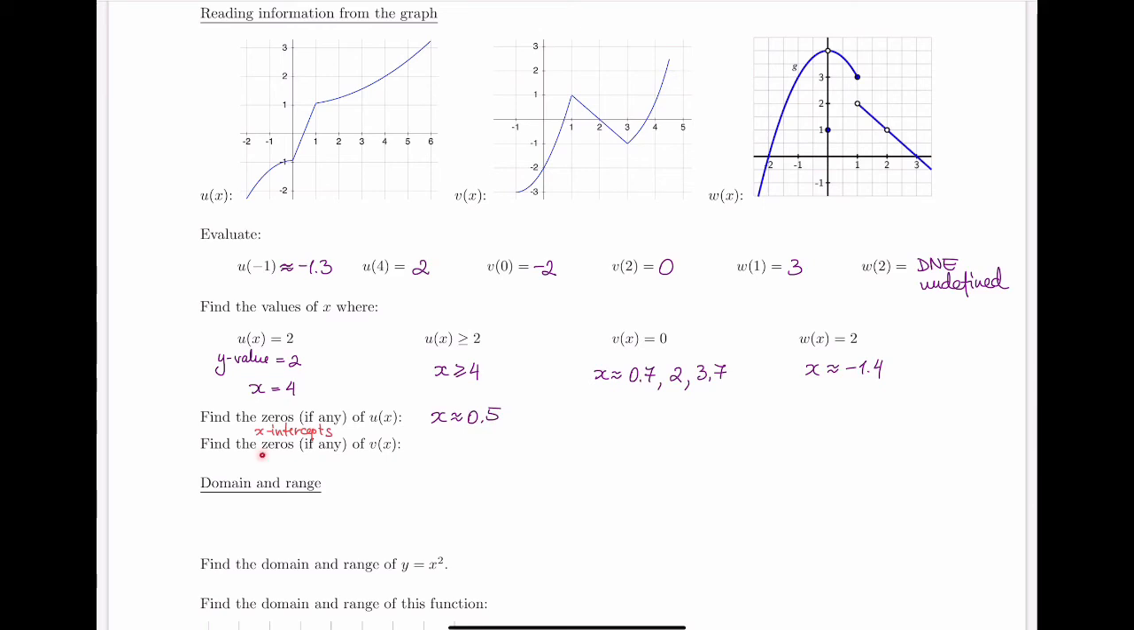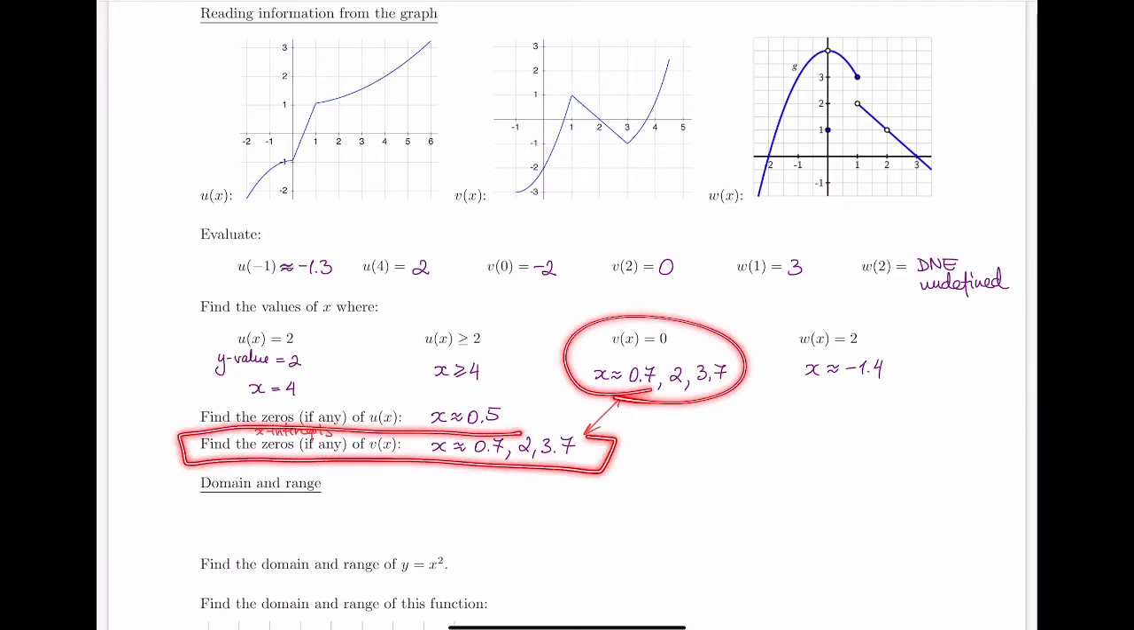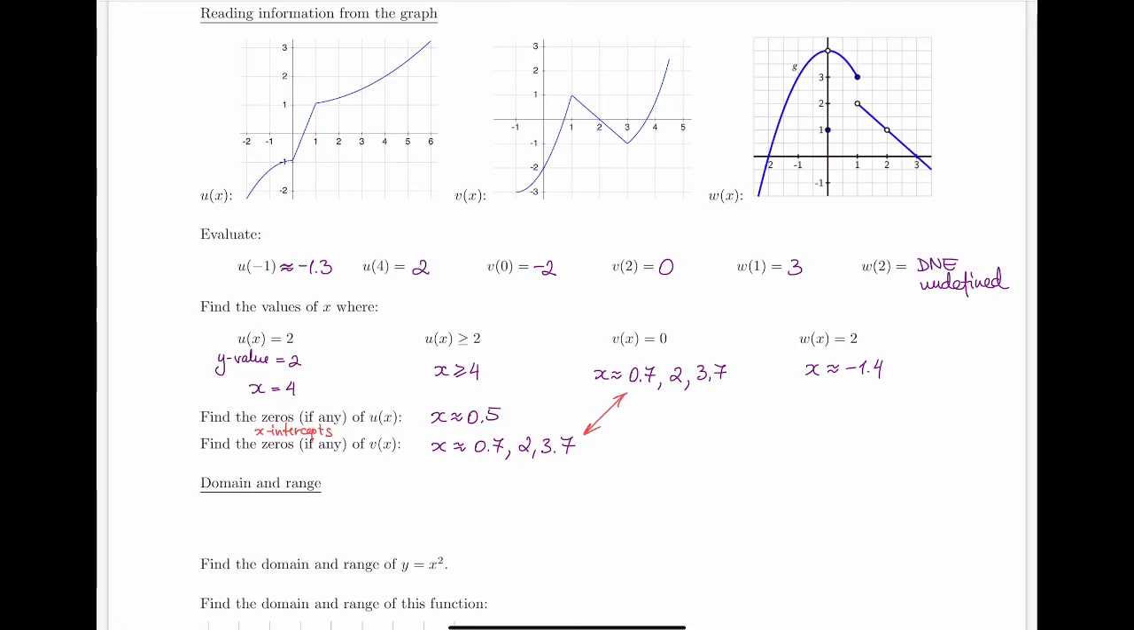And the second one is asking for the zeros or x-intercepts of v of x. So when does that intersect the x-axis? I can see that it's at 3 points here, which of course are the exact same points as the solutions to the equation v of x is equal to 0, which is why they're called zeros of the function in the first place. So I'm going to get the exact same values here as I did in the solution of this equation. Please take a close look at these two things to really understand that these two questions are asking for the exact same information.